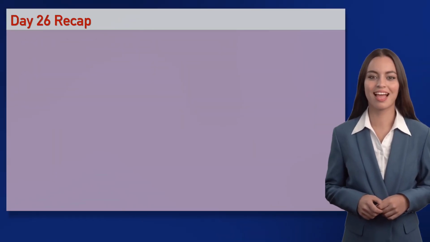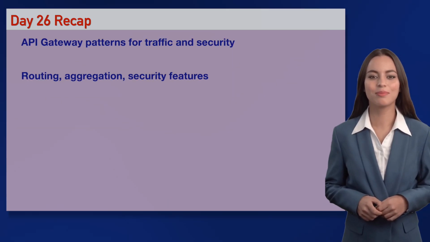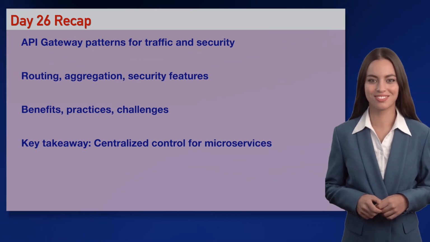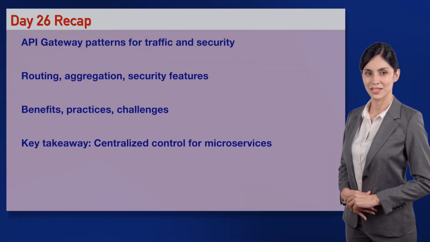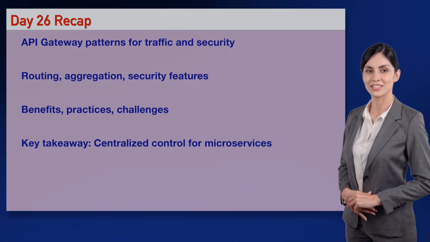Covered routing, aggregation, security features, benefits, and pitfalls. The key takeaway: API gateways provide centralized control for traffic management and security in microservices architectures. Recapping day 26, we explored API gateway patterns for managing microservices, traffic, and security.